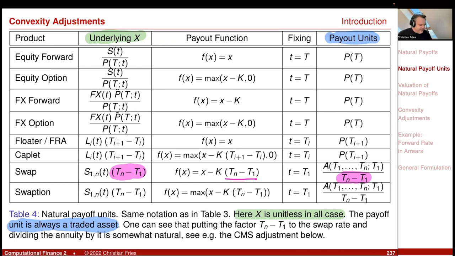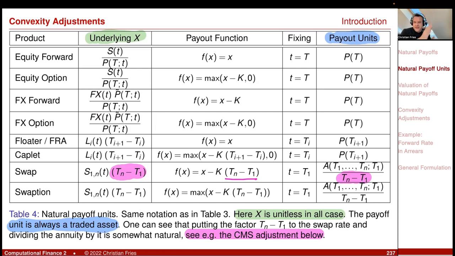And a nice little feature: these things here are all very similar. They are a single zero coupon bond encoding when we pay it. And this here is where we pay it at a certain weighted average of times. For the swap, this is the right factor. Actually, you can see it later if you look at the so-called constant maturity swap adjustment. You see that this is a nice scaling factor that should occur for the swap rate. Okay, this is a nice summary of the situation we had so far, except for our quanto caplet.